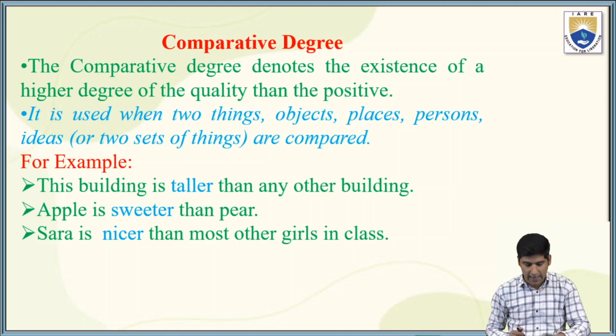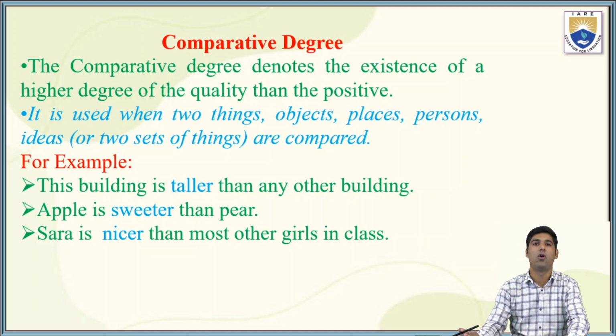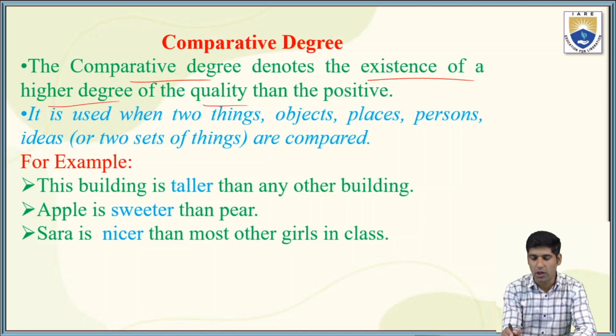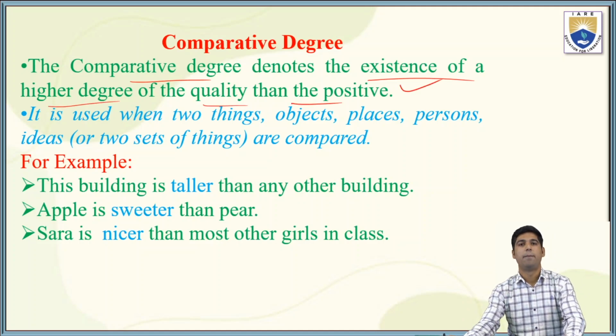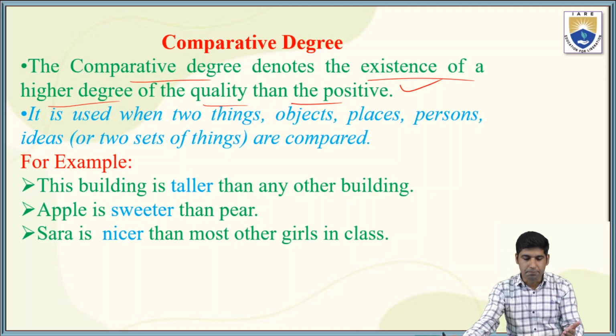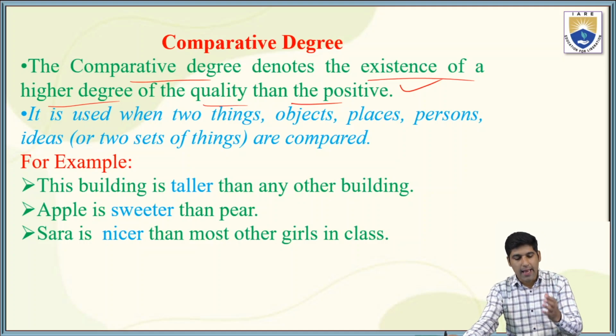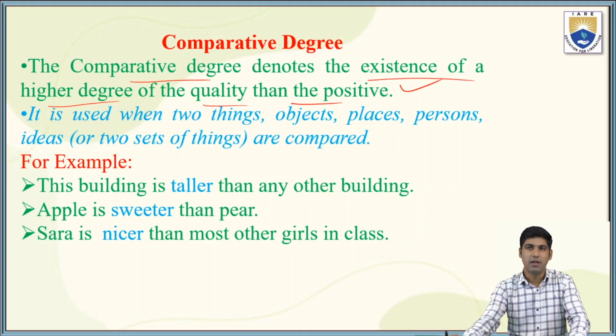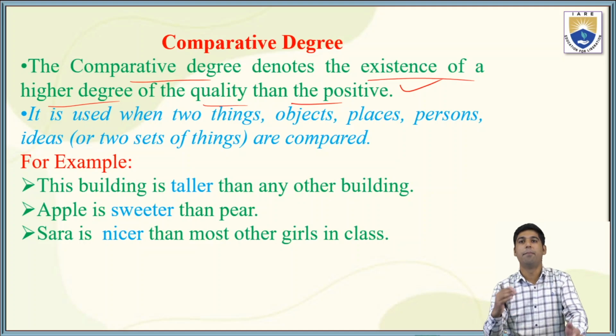Then we have the second form, that's the comparative form. What's the comparative form? The comparative degree denotes the existence of a higher degree of quality than the positive. Positive degree shows the mere existence of some quality. Now, the comparative degree shows the existence of a higher degree of quality than the positive. It's not that positive now. Now it shows higher than positive. So it's comparative. Now comparison is made.